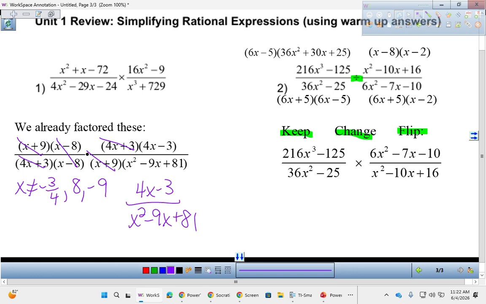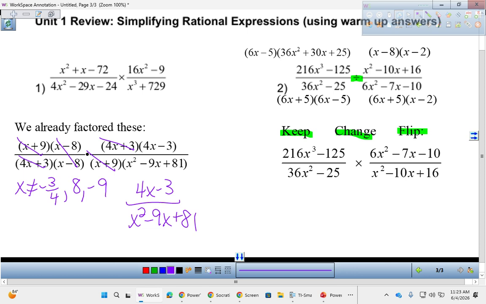Right? So like that first example is multiplication. If it were division, you'd have to keep the first fraction the same, change division to multiplication, and flip the second fraction, and then repeat. Factor everything, cancel out. Right? That would be the difference. You might see it in terms of multiplication, but you might see it in terms of division. And you need to know that there's a difference there. It's keep, change, flip if it's division.